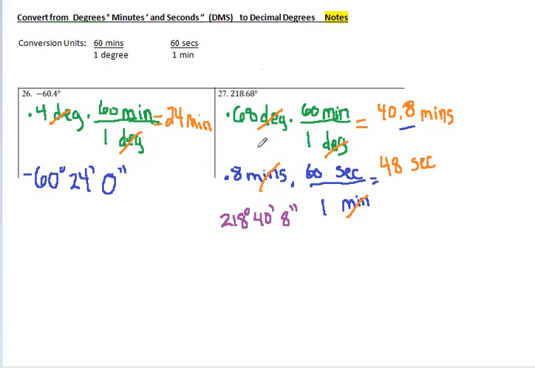On this next one, we converted the 0.68 degrees into minutes, and that gave me 40.8 minutes. So I only took the 0.8 minutes and converted that into seconds, which gave me 48 seconds. Then, written out, we kept our whole units, which was 218 degrees, 40 minutes, and 48 seconds.